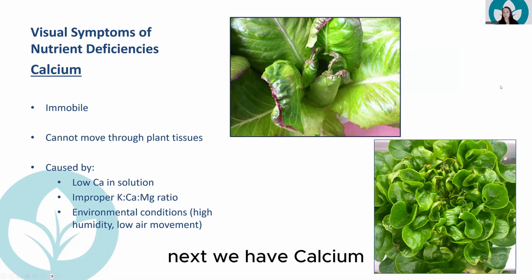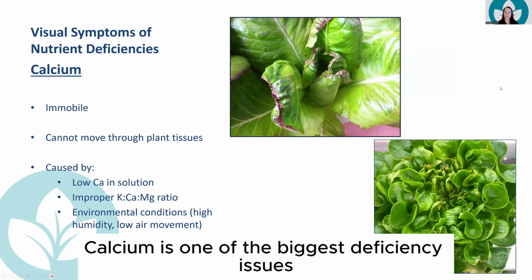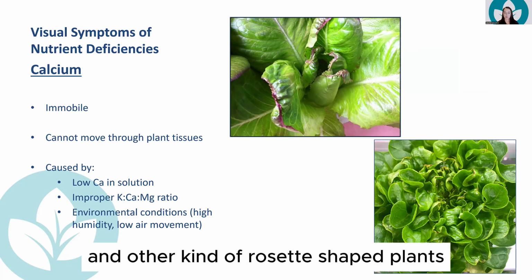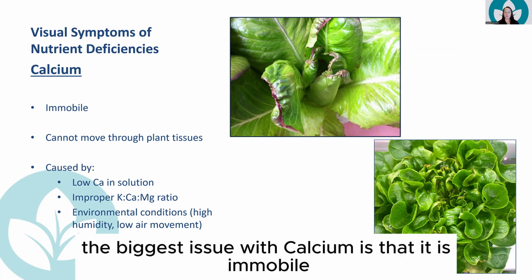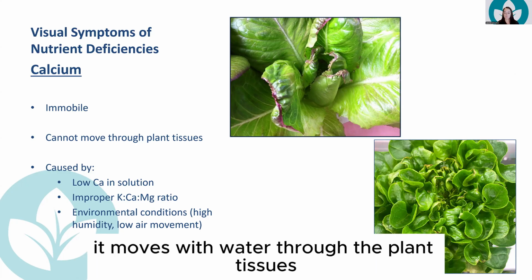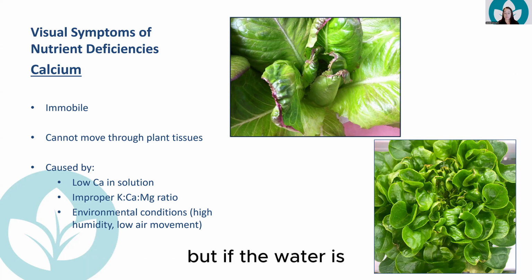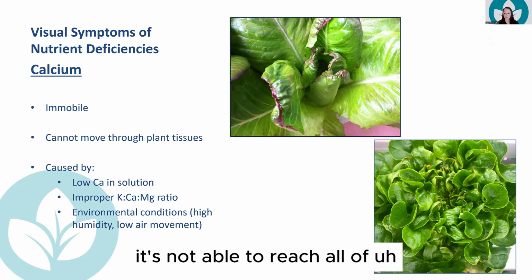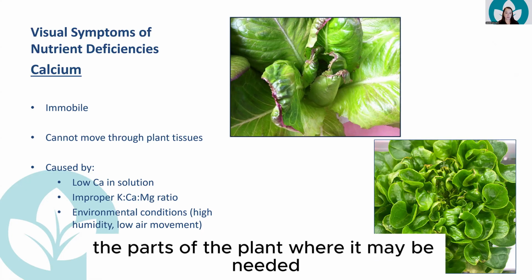Next, we have calcium. Calcium is one of the biggest deficiency issues, especially with head lettuce and other kind of rosette-shaped plants. The biggest issue with calcium is that it is immobile. So, like I said, it moves with water through the plant tissues, but if the water is not being drawn through those plant tissues, it's not able to reach all of the parts of the plant where it may be needed.